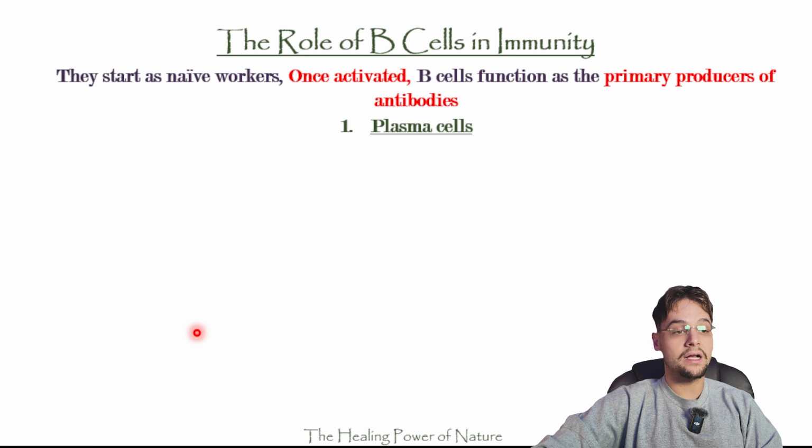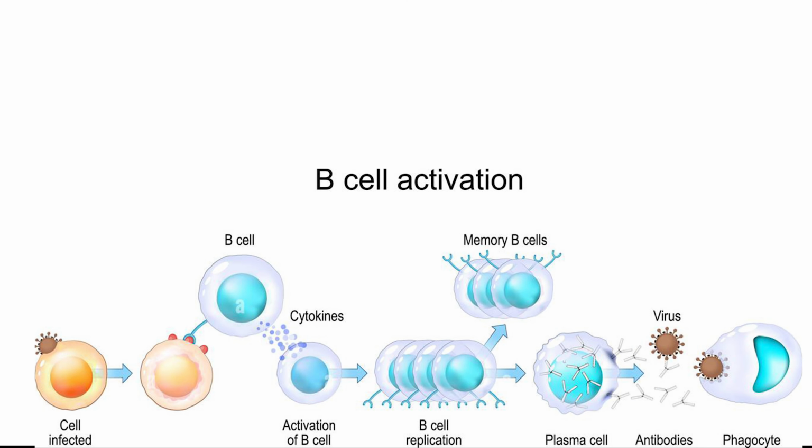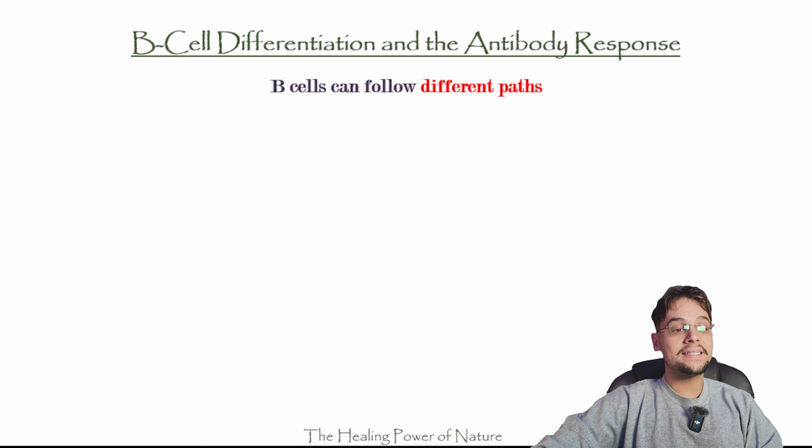Plasma cells are the antibody-secreting machines that arise from activated B cells. So once activated, B cells become plasma cells. There are also memory B cells. Memory B cells are the veteran workers that remember past infections and allow for rapid, stronger immune responses upon re-exposure. B cells can take different paths based on how they are activated.